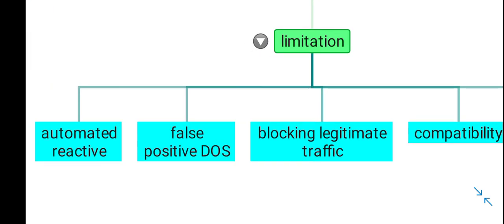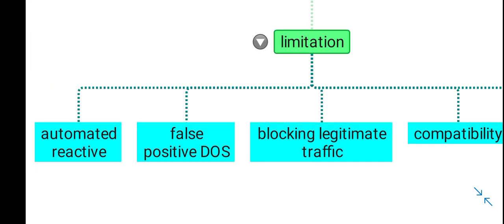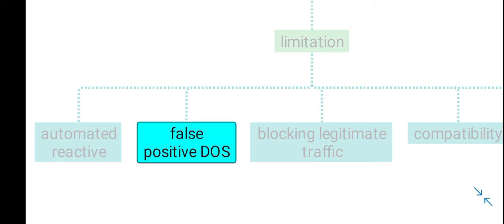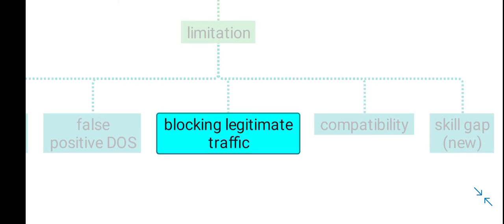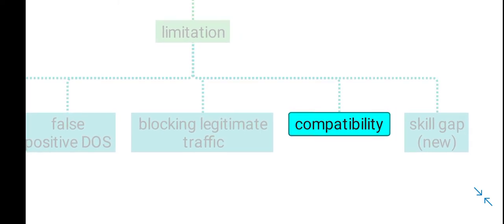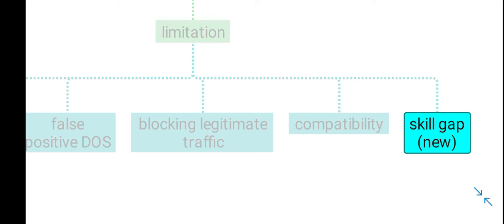Now there are certain limitations. As with all automated reactive technologies, there is a risk of false positives, and these false positives can cause a self denial of service attack on the application. For example, you can block legitimate traffic to an application. And furthermore, it can have compatibility issues, and since this is a new technology, there is also a skill gap in the market.